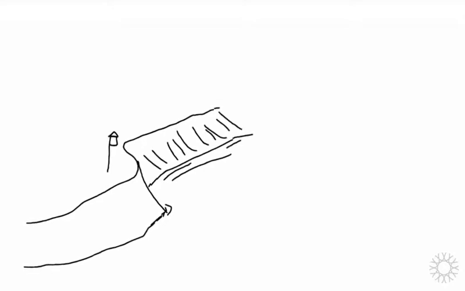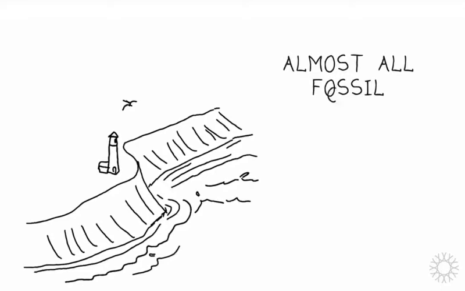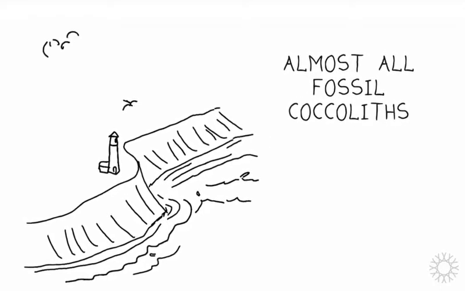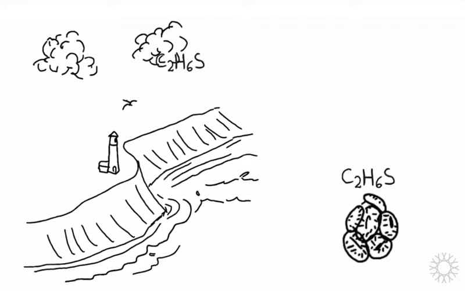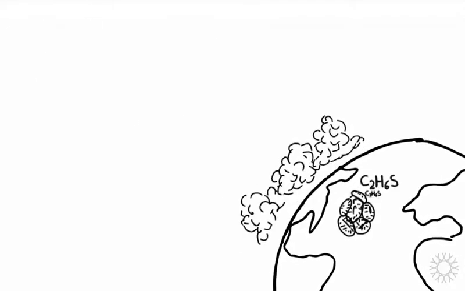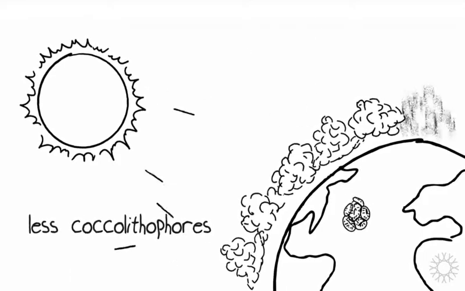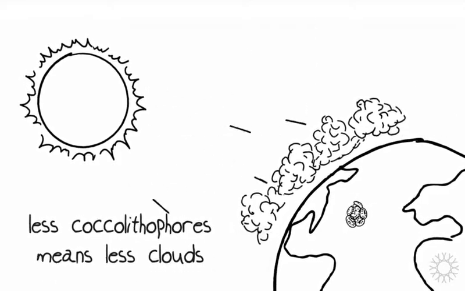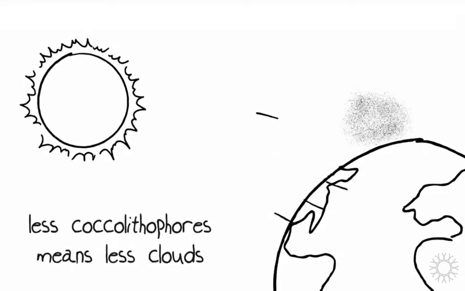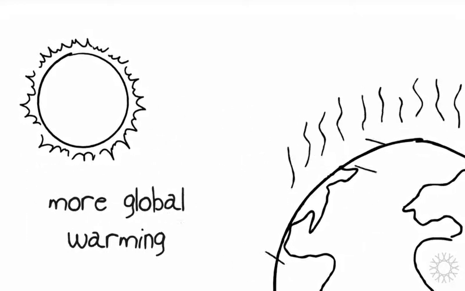And there have always been lots and lots of coccolithophores. The White Cliffs of Dover are made up almost entirely of fossil coccoliths. Coccolithophores produce a chemical that contributes to the formation of clouds. Some scientists even think that threatening the existence of coccolithophores could result in a reduction in cloud cover over the oceans, reducing the reflectivity of the Earth, and thereby increasing the rate of global warming.